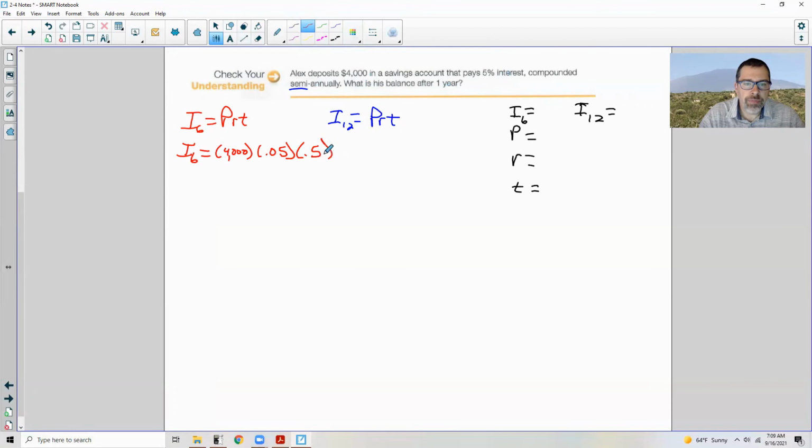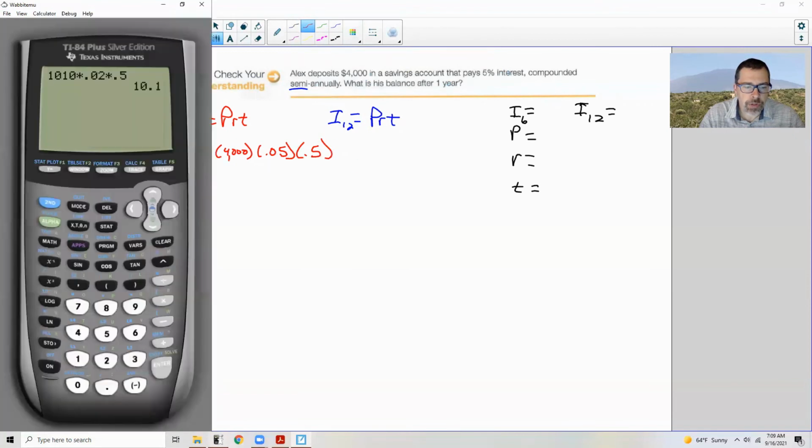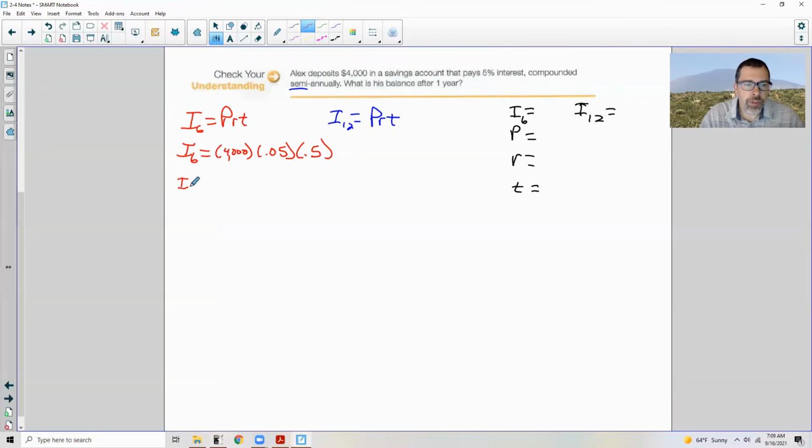Okay, so we do 4,000, 0.05, 0.5 equals $100. Okay, so the interest after 6 months was $100. Okay, so there's our first 6 months of interest. Oh, I didn't put my principal of 4,000, and my rate is 0.05, and my time was 0.5.